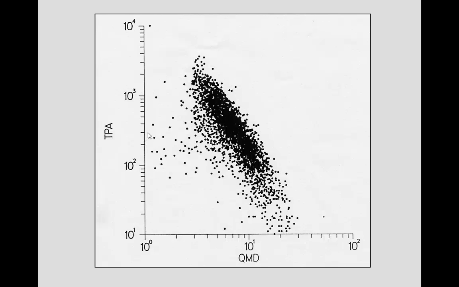So let's look at some data. Each one of these points represents data from a ponderosa pine stand, and I don't know how many hundreds of them there are, but many hundreds of stands are represented in this figure.